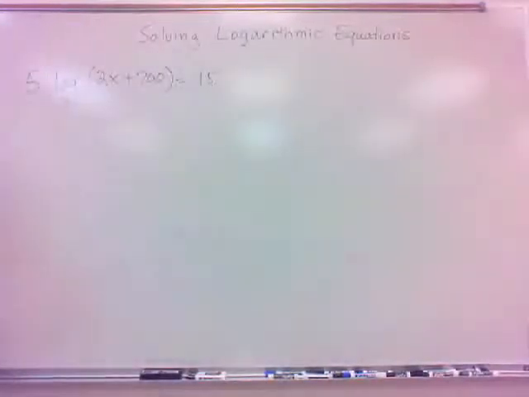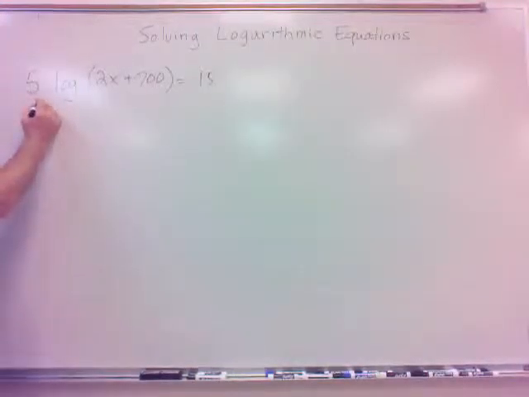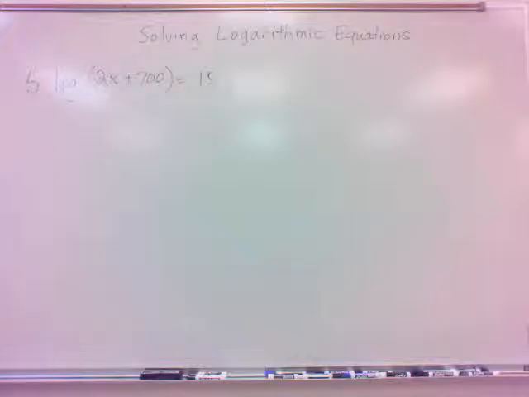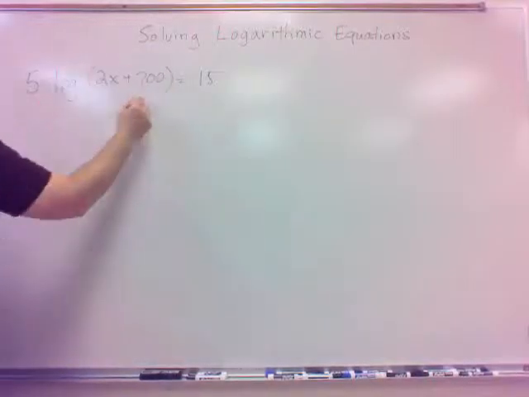5 times the log of 2x plus 700 equals 15. Well, a couple of things on this one. First of all, I have an extra number over here, the 5, in front of the log. Those others didn't have a number in front, so guess what I have to do with that number in front? I need to get rid of it. I need the logarithm to be by itself.